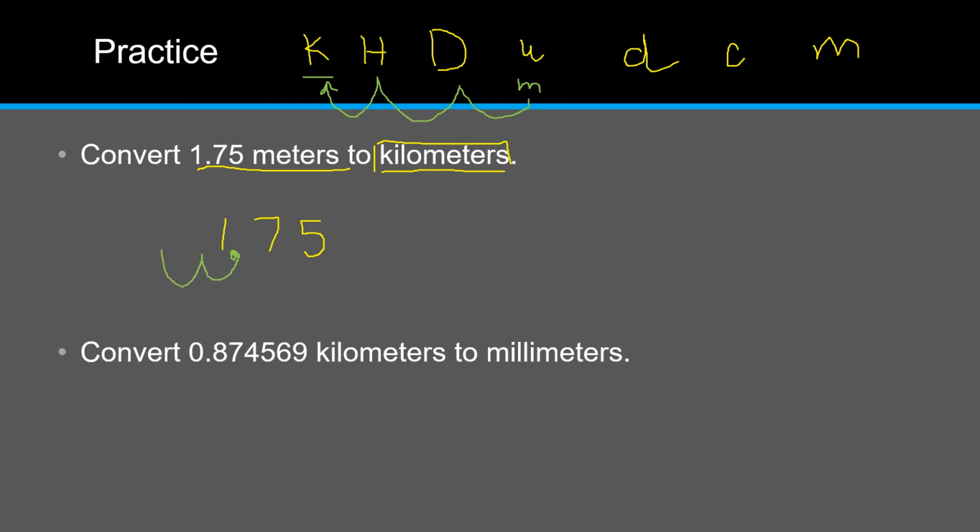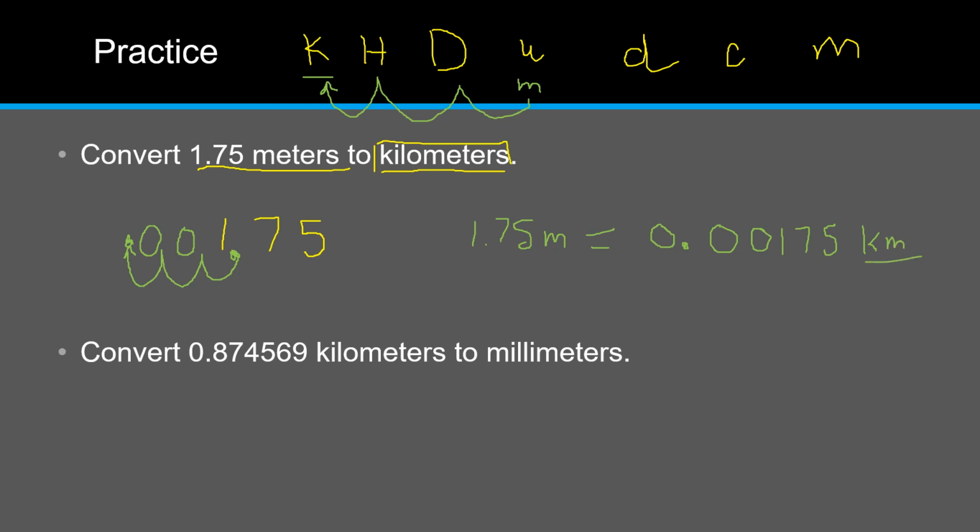1, 2, 3. Now at the end, I'm going to put my new decimal and I'm going to fill all of these jumps in with zeros. So I'm going to put a 0 there and a 0 there. And now I'm going to clean this up. 1.75 meters is equal to, or the same as, and let's rewrite our number. I always put a 0 in front of the decimal because it helps me see it in case my decimal is too small. It helps it stand out. 0.00175 kilometers.